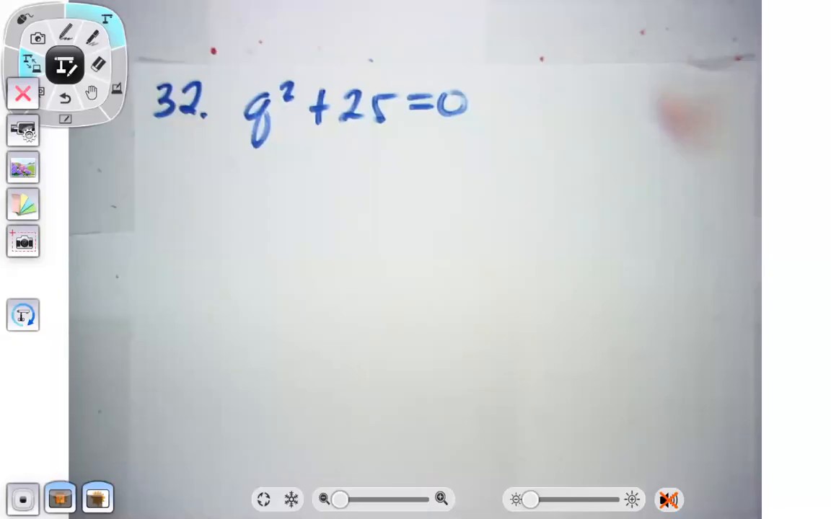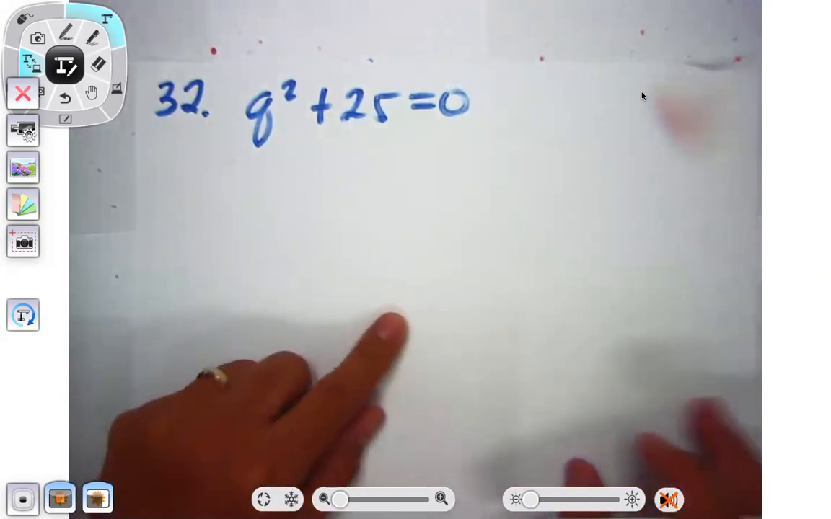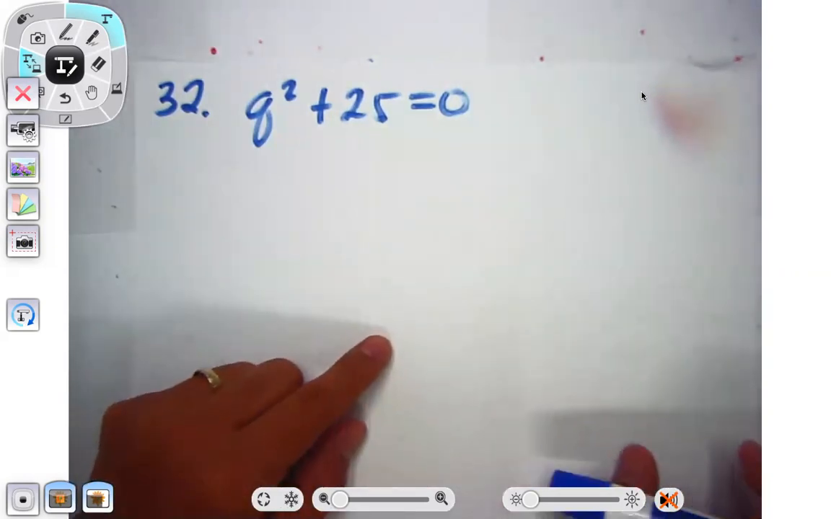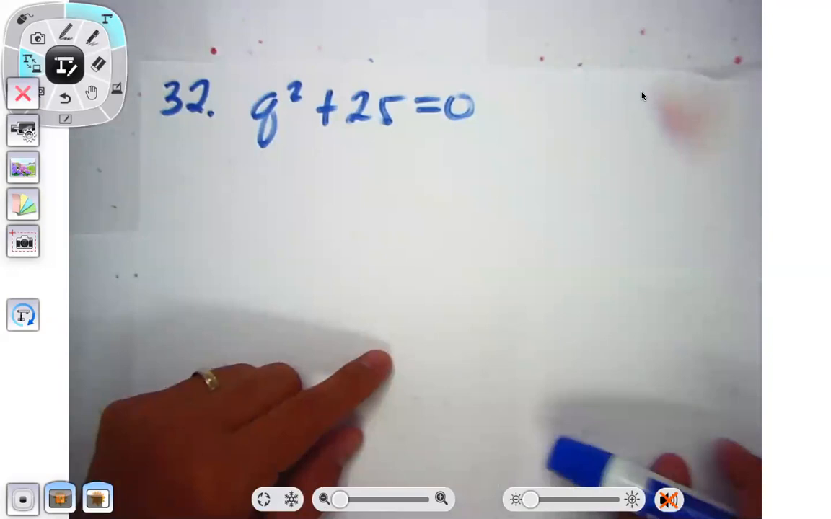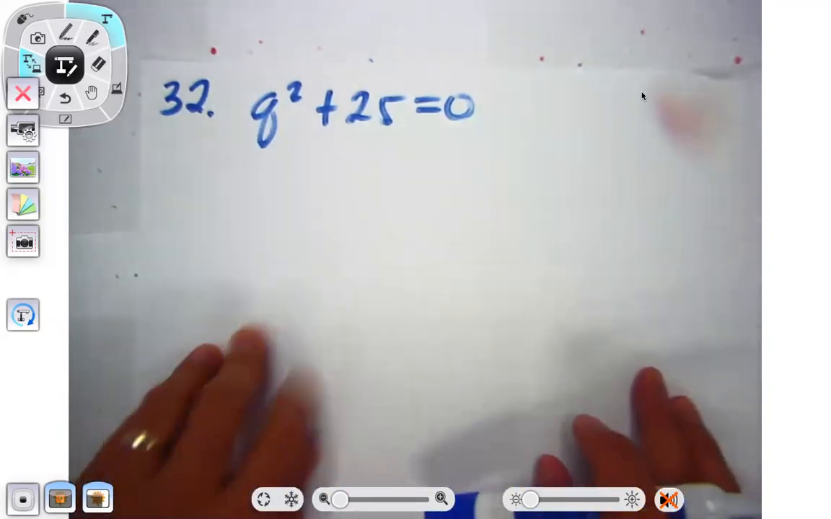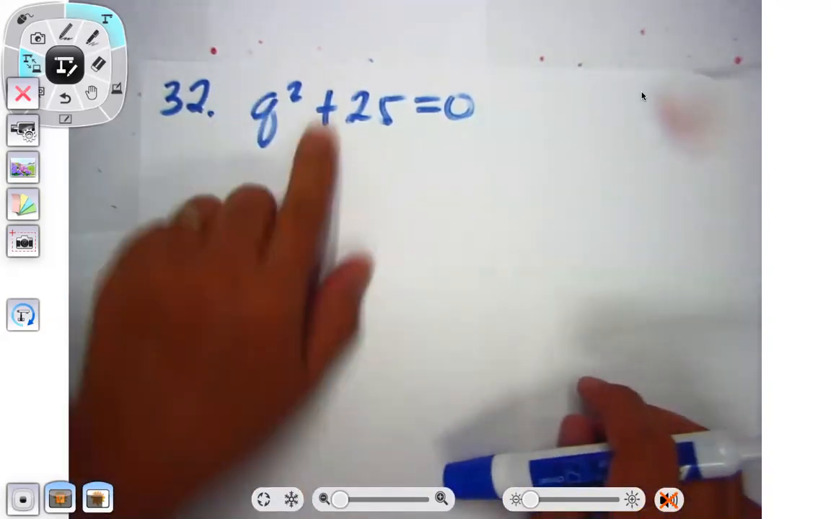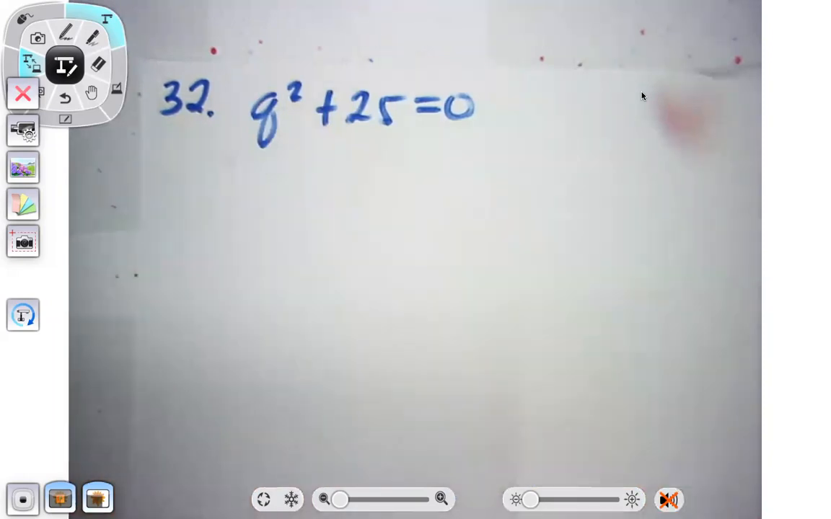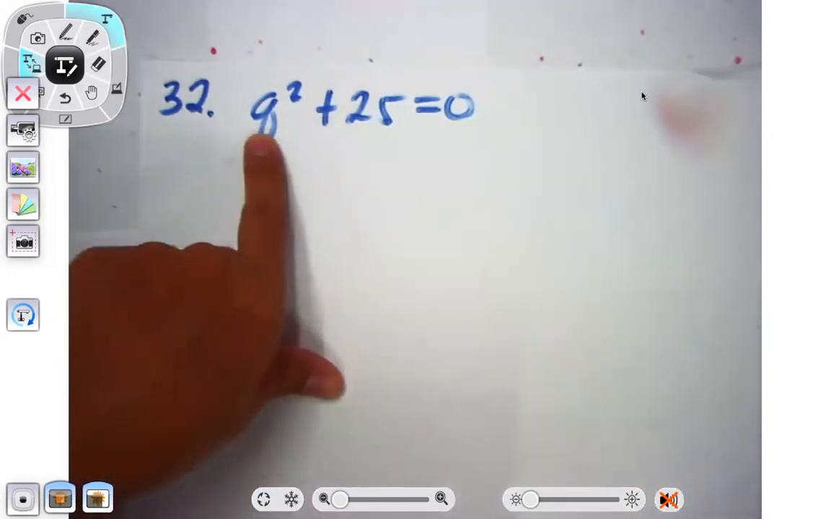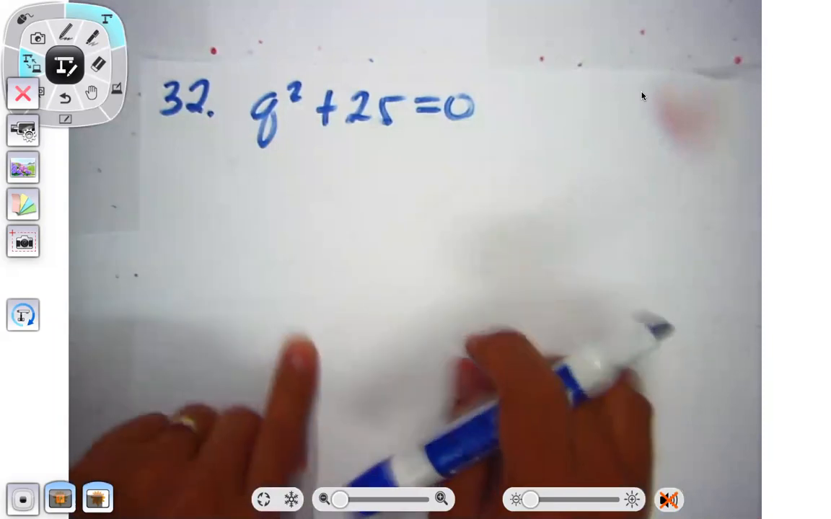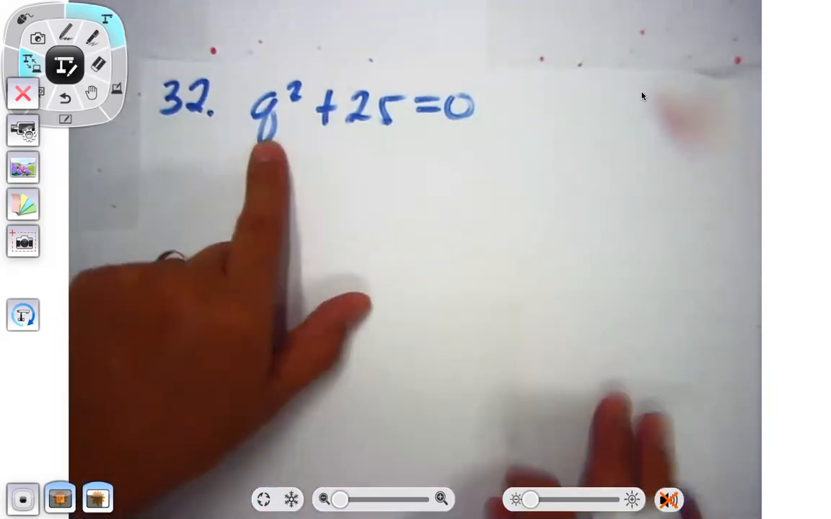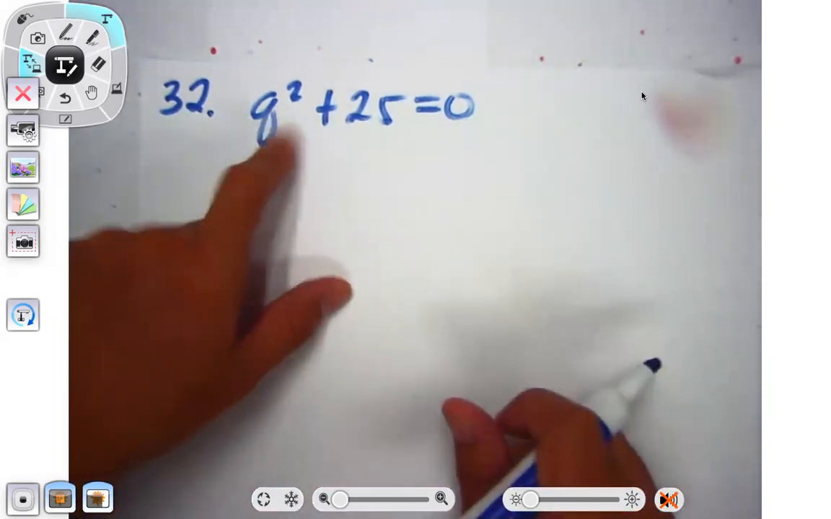You have q squared plus 25 equals 0. Let's solve this by the square root property. We can look at a perfect square. We have q squared here. Remember that a perfect square is not always a monomial. It could also be a binomial. It's a square of a binomial, or a square of a monomial. Here, your square is a monomial, q squared.